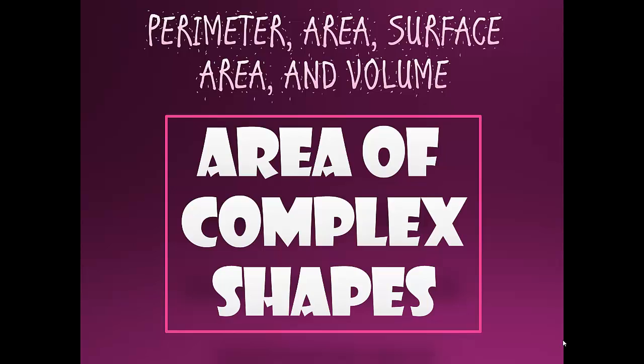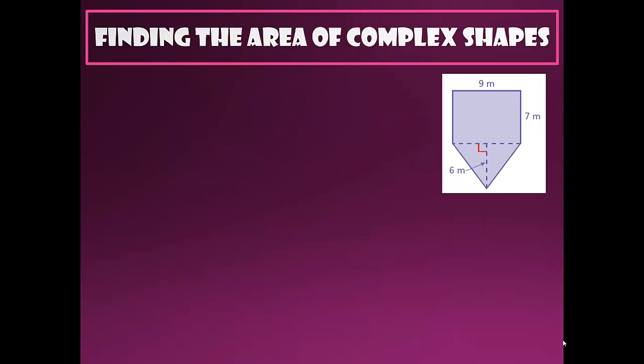Today's lesson is on finding the area of complex shapes. For our first shape, we're going to break this down into smaller shapes. So you can see that we have a rectangle and a triangle. So first we'll find the area of the rectangle.